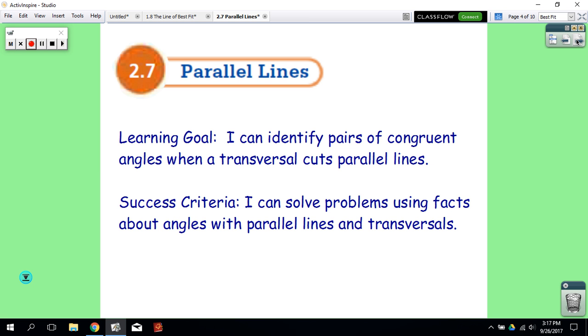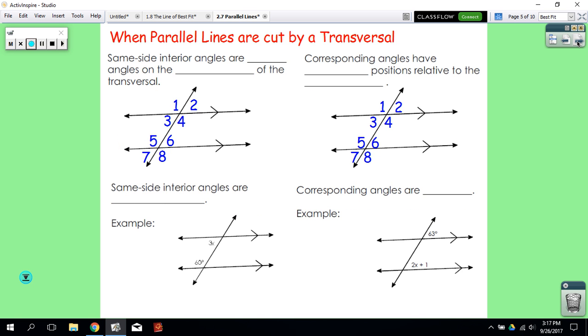So today we just want to talk about what happens when parallel lines are cut by a transversal. We talked a little bit about this on Tuesday before I left. So if you have that note sheet, we're going to start off with that. This is what happens when parallel lines are cut by a transversal. And remember, a transversal is a line that intersects two or more lines. So here's your transversal.